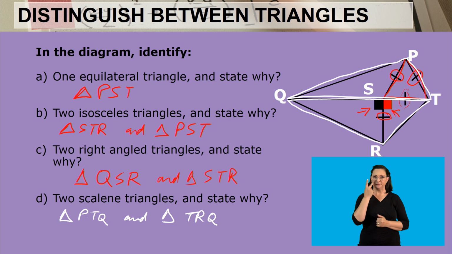And as you look through it, you could see that triangle PQS is also another scalene triangle, as well as QSR. Those are also scalene triangles, but then they asked us to only identify two.